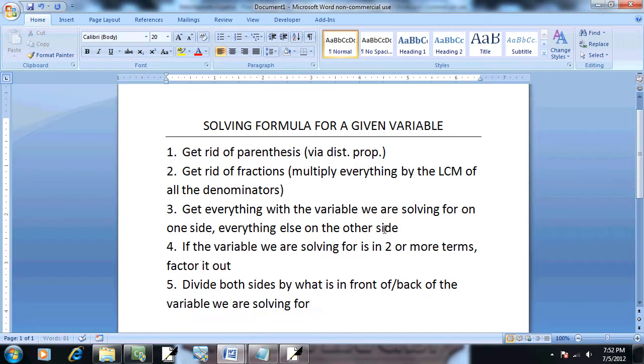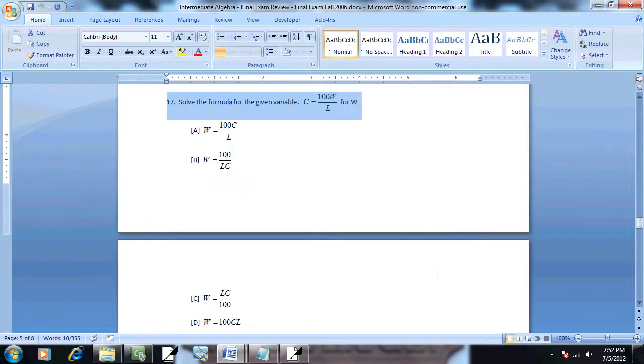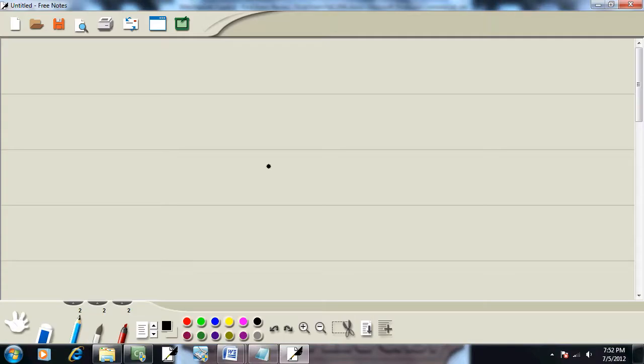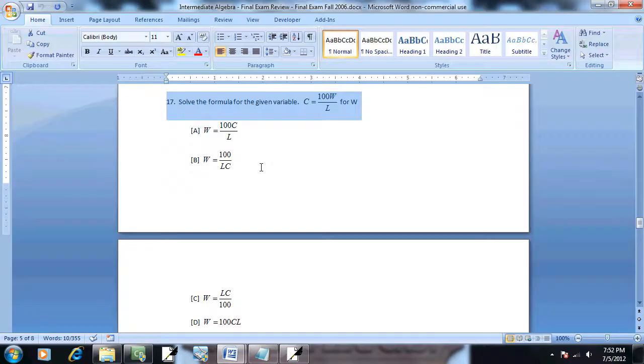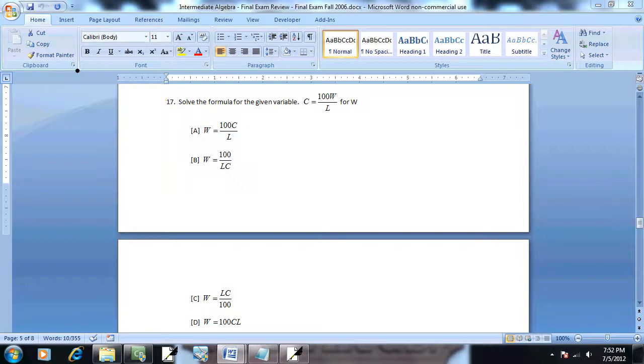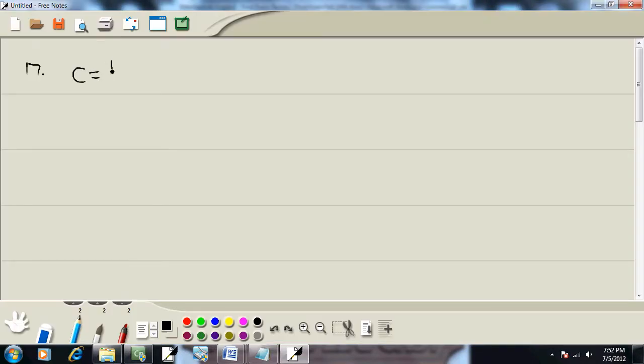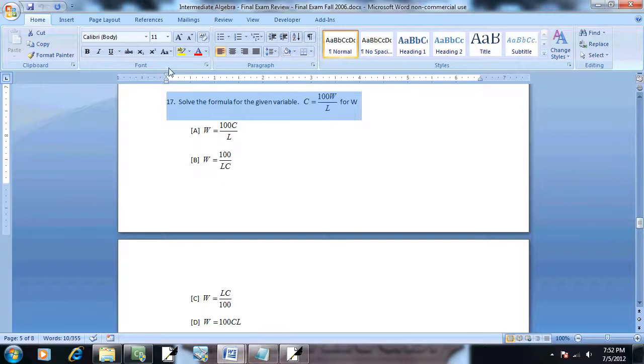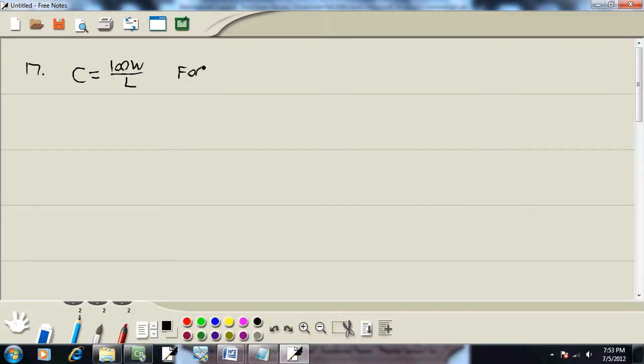There we go. So let's work this problem using those steps. We got C is equal to 100W over L. And I want to solve this for W.